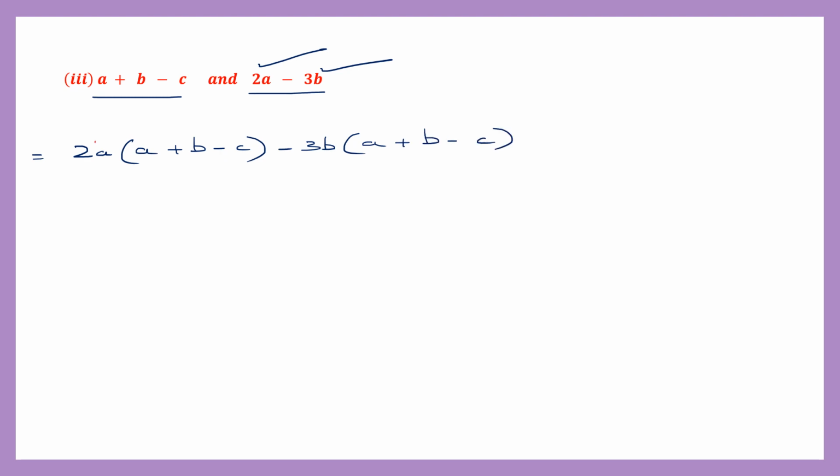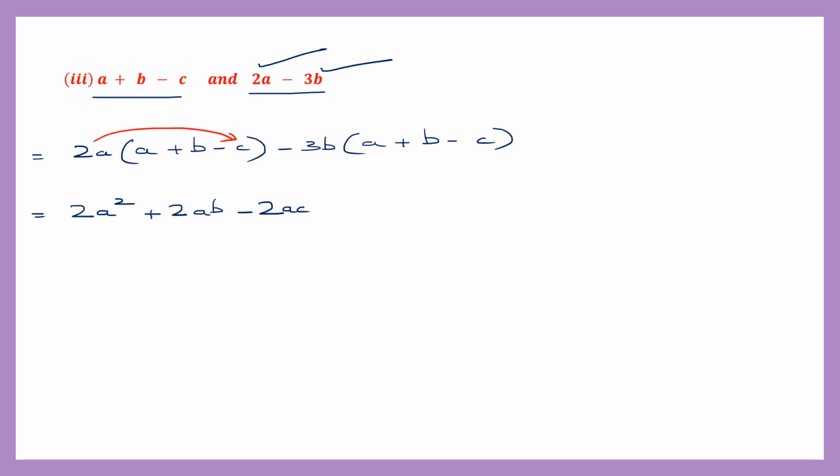Now let's begin with 2a into a. 2a into a, we can do it here itself. The numbers, 2a into a is a square. So that is over. Now we have to multiply 2a into b. So 2a into b, the sign is plus, the numbers 2, a into b is ab. So that is also over. Now we multiply 2a into minus c. Minus into plus is minus, the numbers 2, a into c is ac.